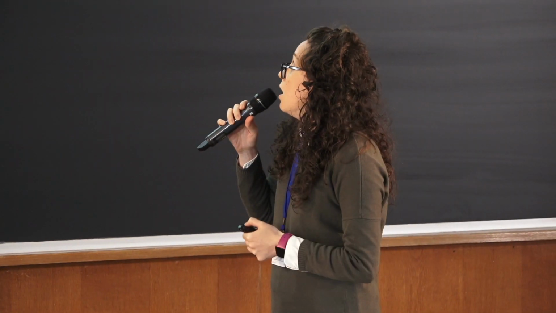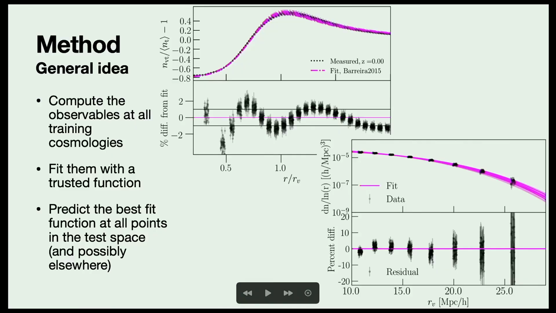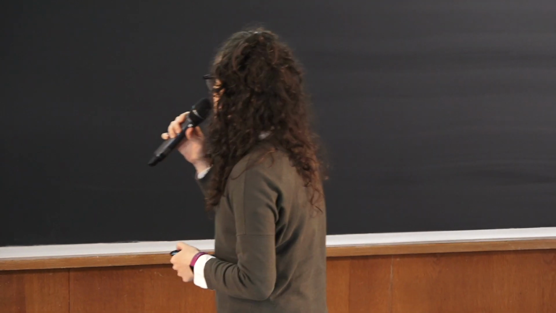So the idea then is very simple, and we just measure our target observable at all points in the training space. Then we interpolate this observable with a trusted function. And with all this information at our disposal, then we can use the Gaussian process to build the emulator. And our target at that point is going to be the best fit to the measured observable.